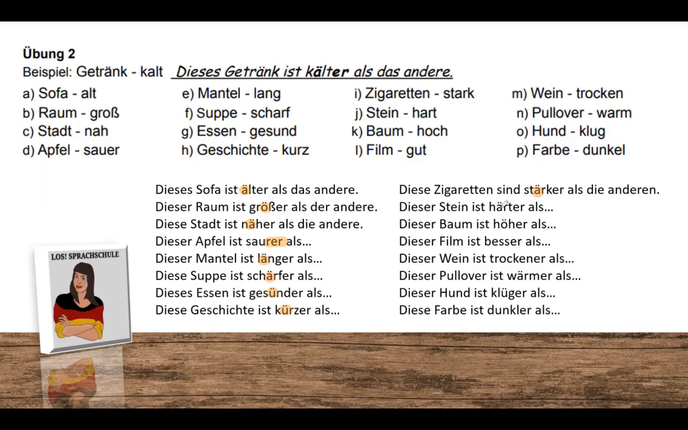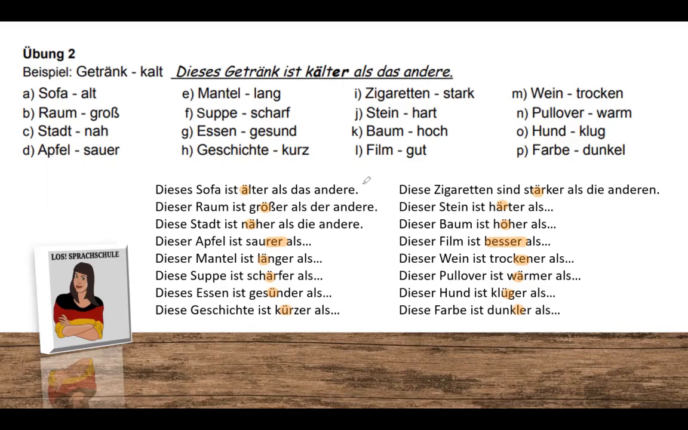Dieser Stein ist härter als der andere. Dieser Baum ist höher als der andere. Dieser Film ist besser als der andere. Dieser Wein ist trockener als der andere. Dieser Pullover ist wärmer als der andere. Dieser Hund ist klüger als der andere. Diese Farbe ist dunkler als die andere.